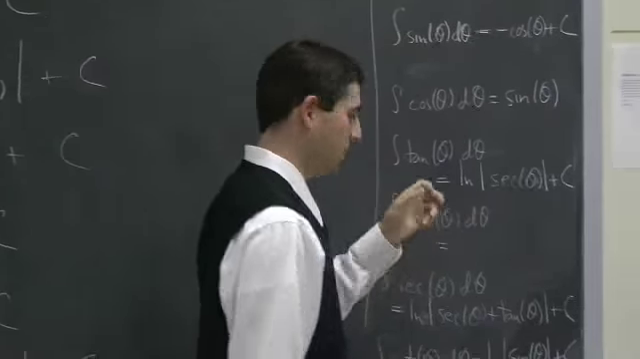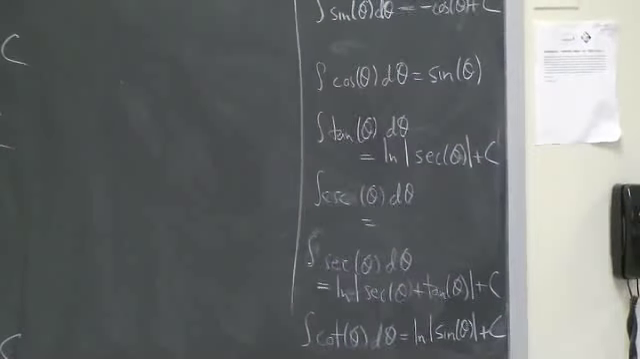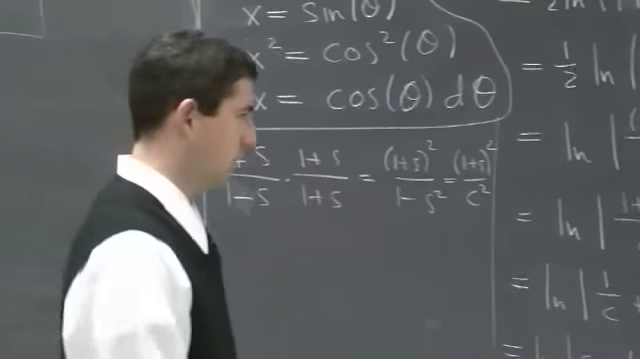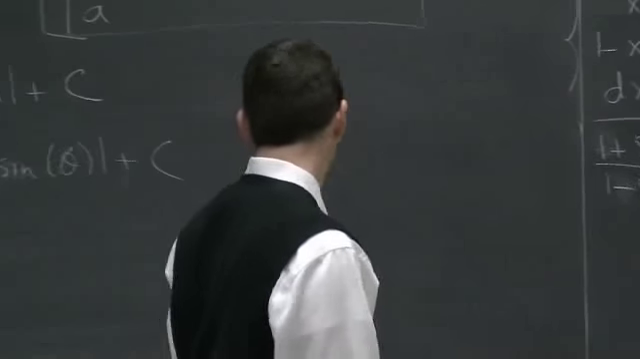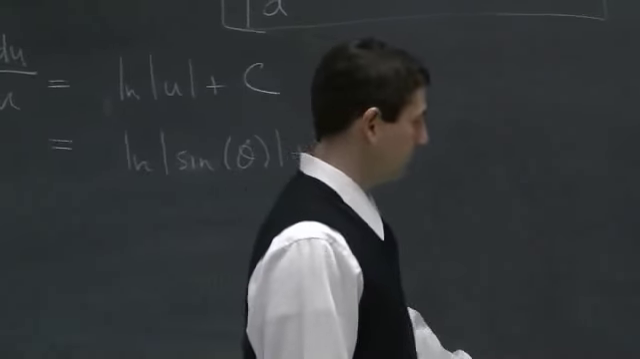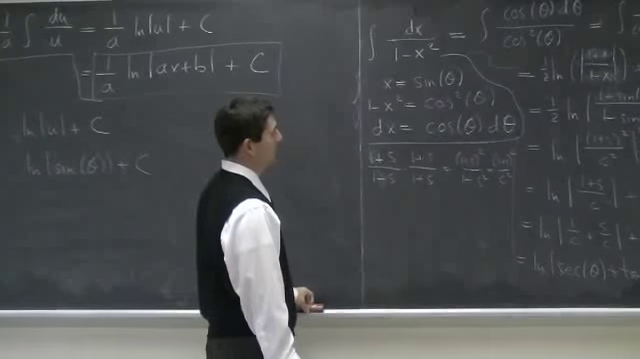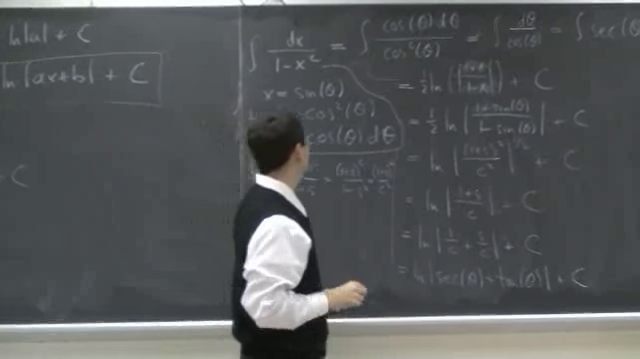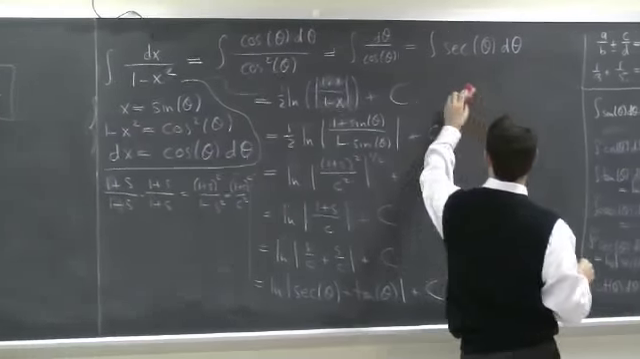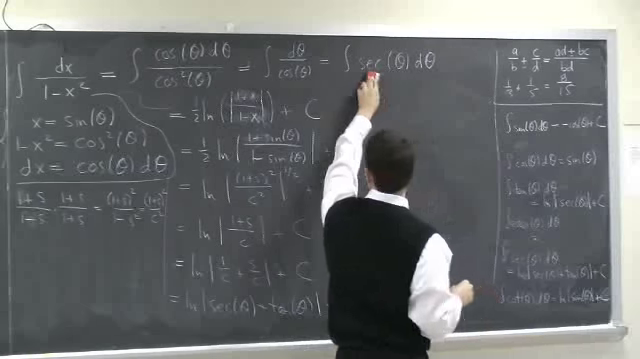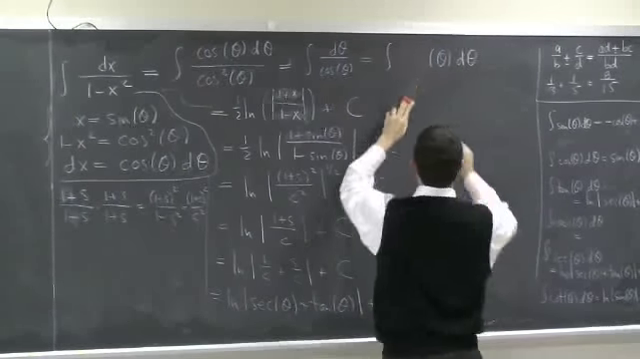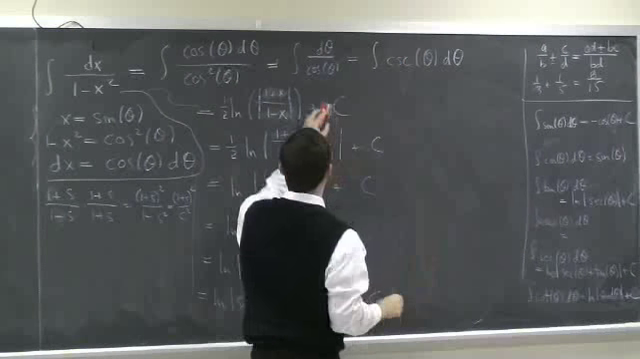Okay. So we just have one left on the chart. Cosecant. Anybody want to guess what method we're going to have to use to do cosecant? Partial fractions. Okay, so let's see if we can mimic what we did for secant. Secant is 1 over cosine. So cosecant is 1 over sine.